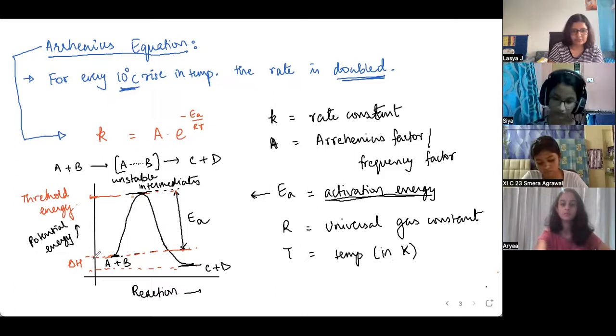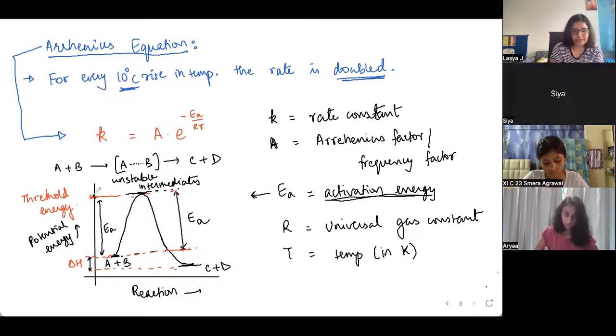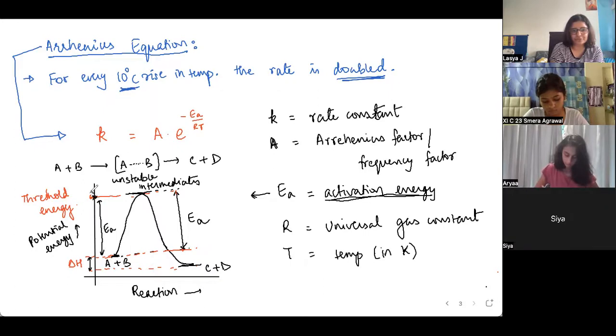So this difference is delta H. From here to here is the activation energy. This numerical value on the y-axis is the threshold energy. These are your reaction coordinates. Yeah, what else is required? That's basically it.